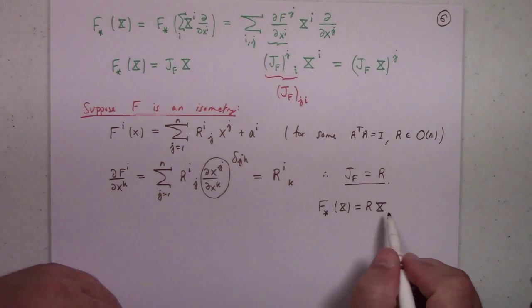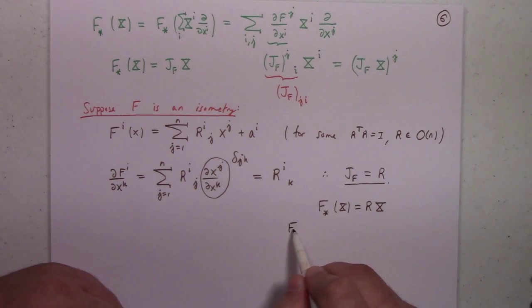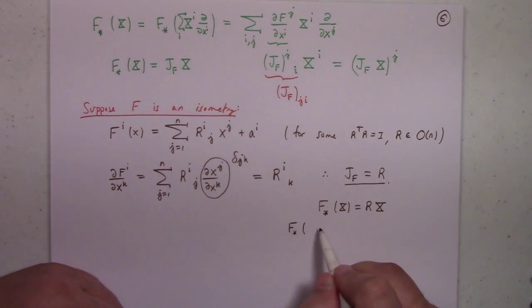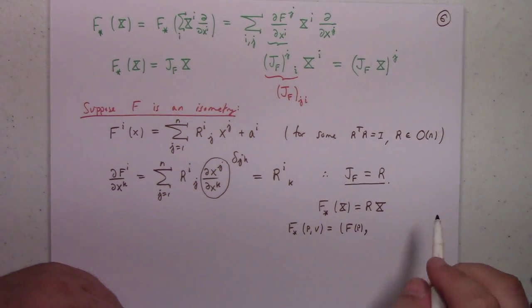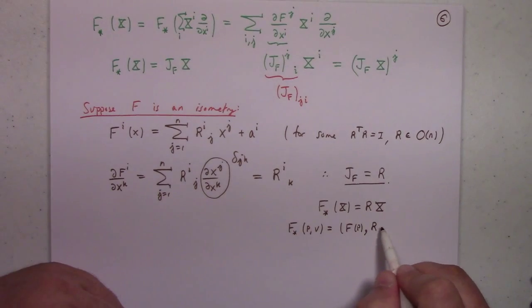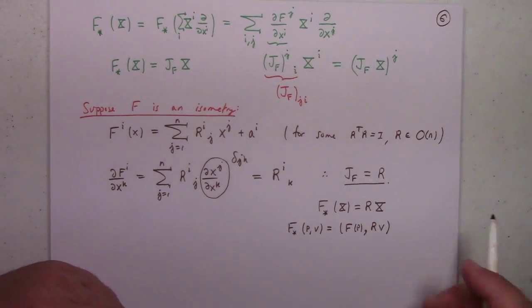Actually, if you want me to be more pedantic, I can be. It would be something like this, right? F star, the push forward of the pair p comma v, is equal to the pair f of p comma Rv, where Rv is really just the vector part, okay? And I'm using the column vector.